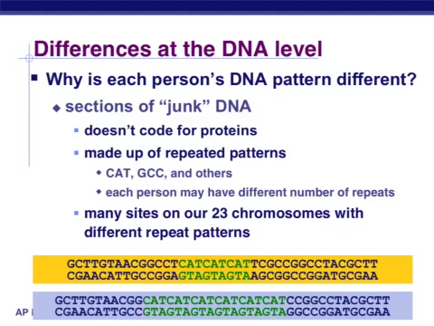So we'll all have CGG, for example, but I might have CGG repeated 27 times, whereas somebody else may have CGG repeated 5 times. And that would make a difference between my DNA versus their DNA. There are also many sites on our 23 chromosomes with different repeat patterns. So on my chromosome 1, I might have certain repeat patterns that someone else would not have on their chromosome 1. And that helps to identify who I am. It ties my DNA specifically to me because of the uniqueness of it.